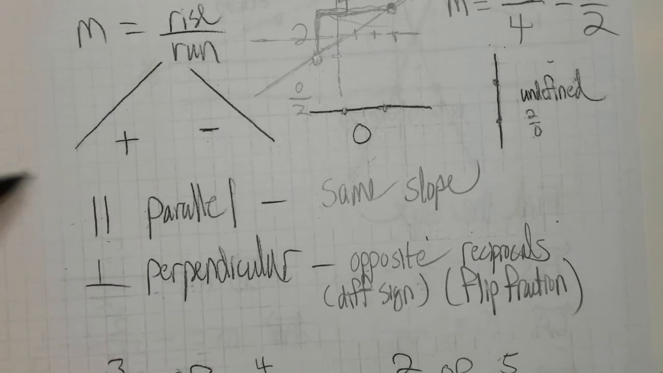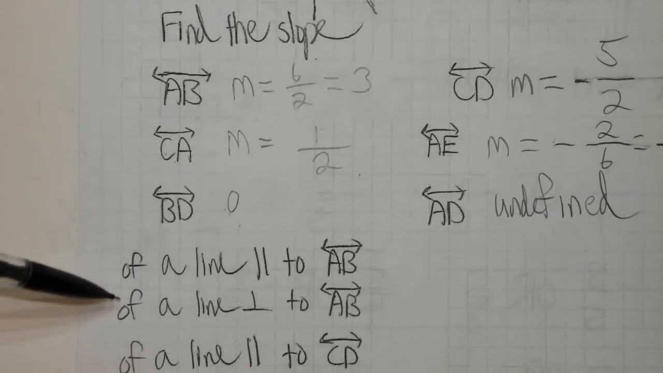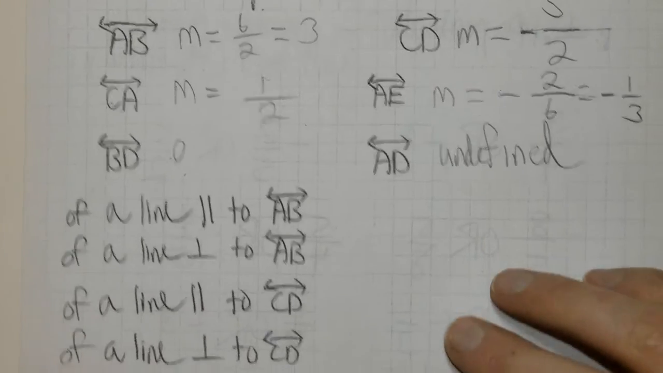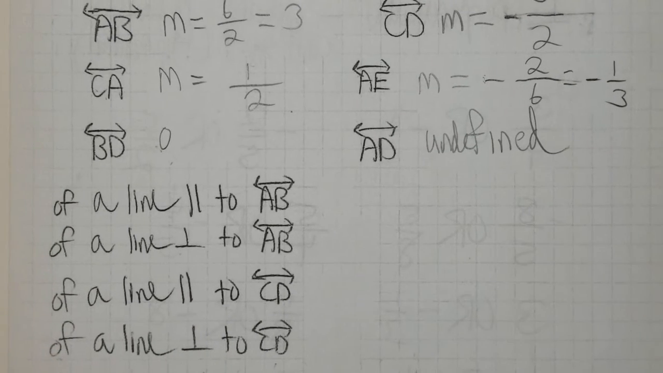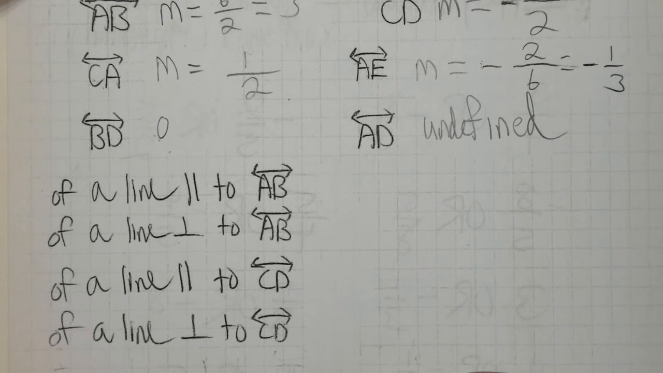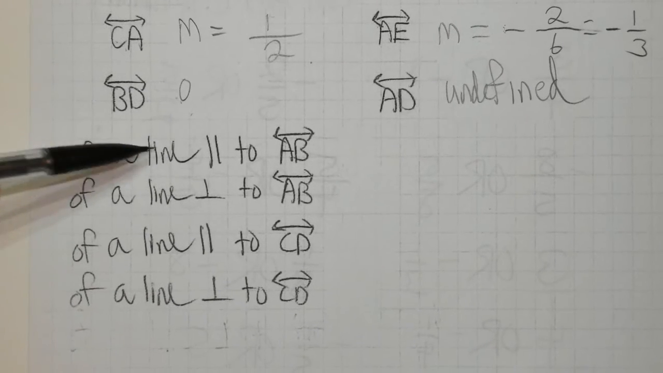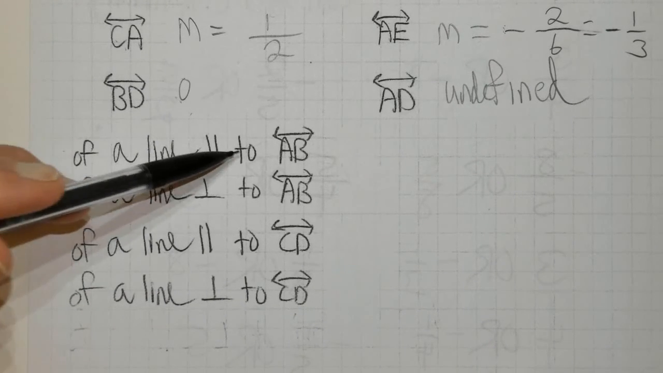Remember what we said earlier? Parallel lines have the same slope. Perpendicular lines have slopes that are opposite reciprocals. So these following 4 questions test to see if you really know what that concept means or not. Look at this question. The directions are find the slope of a line parallel to AB.